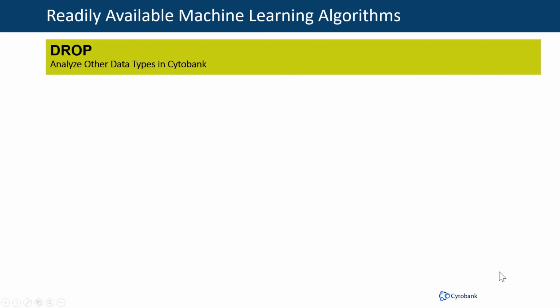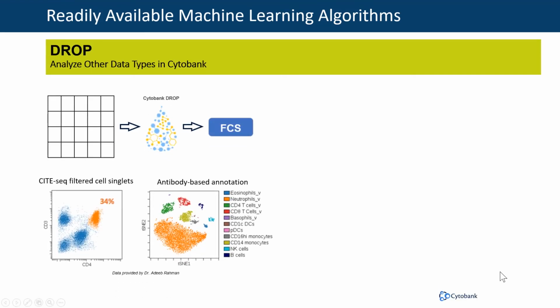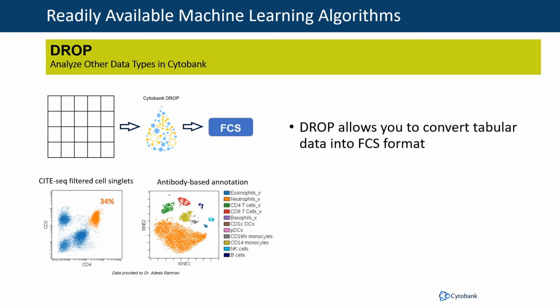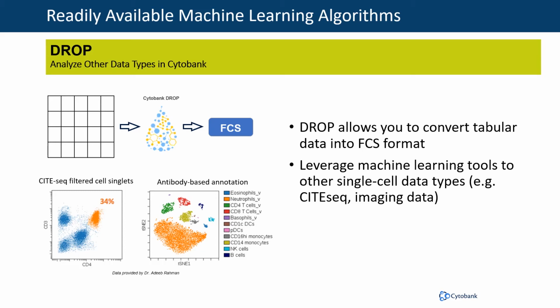In addition to being able to analyze FCS files that come from flow cytometers or from mass cytometers, Cytobank can also handle additional data types. So what we can do is use what we call the Cytobank Drop to take any tabular data and convert it into FCS format. Tabular data that could be applicable would be CITE-seq data. Maybe we have imaging data that's in a tabular format.